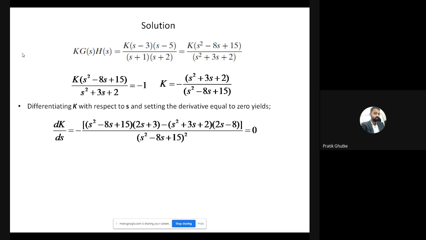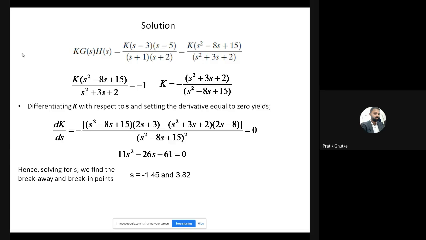In a similar way, you apply this derivative rule on the numerator and denominator, considering the numerator as u and the denominator as v: u derivative of v minus v derivative of u divided by v square. So dk by ds would come like this. My final solution will be 11s square minus 26s minus 61. You can now easily simplify that. In the calculator, you can put this equation and find the roots. So s1 equals minus 1.45, and s2 comes as 3.82.